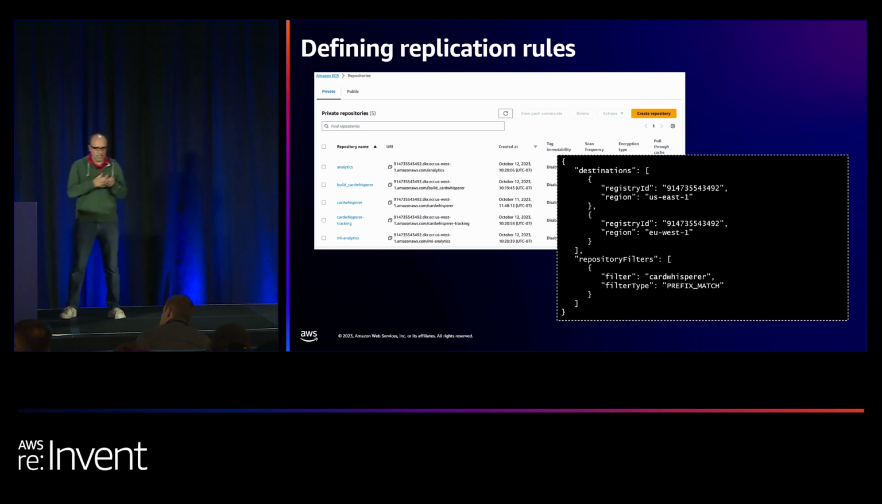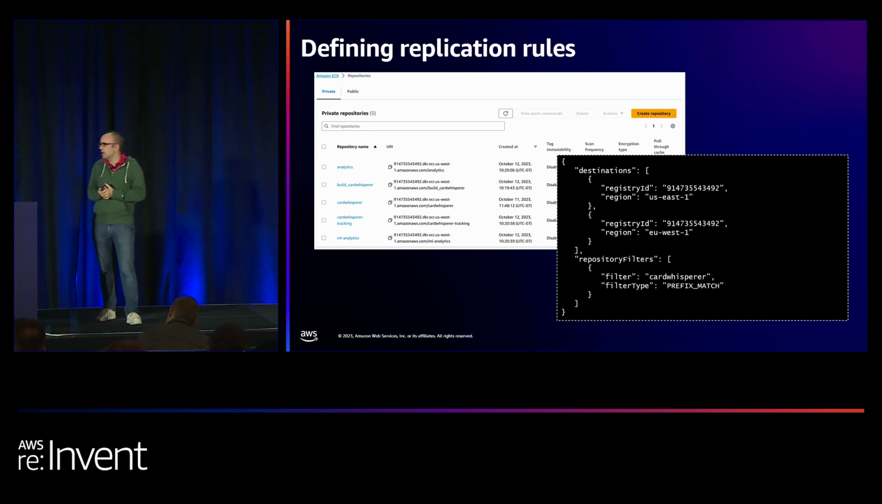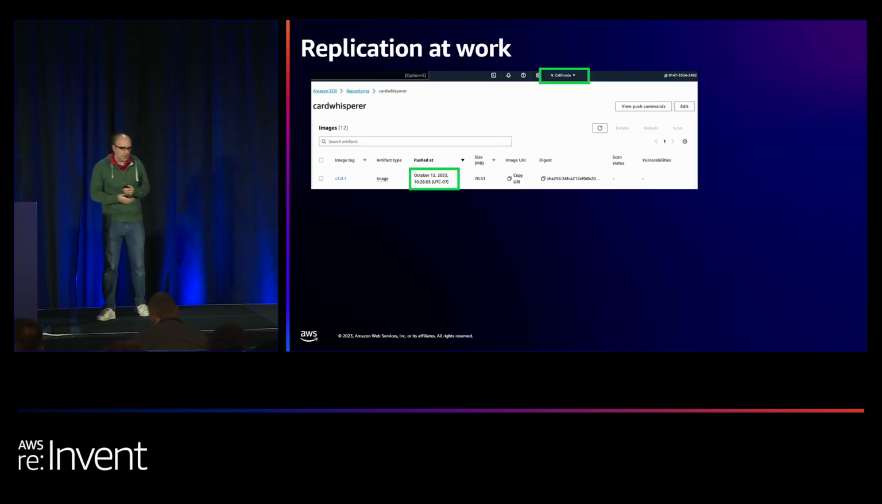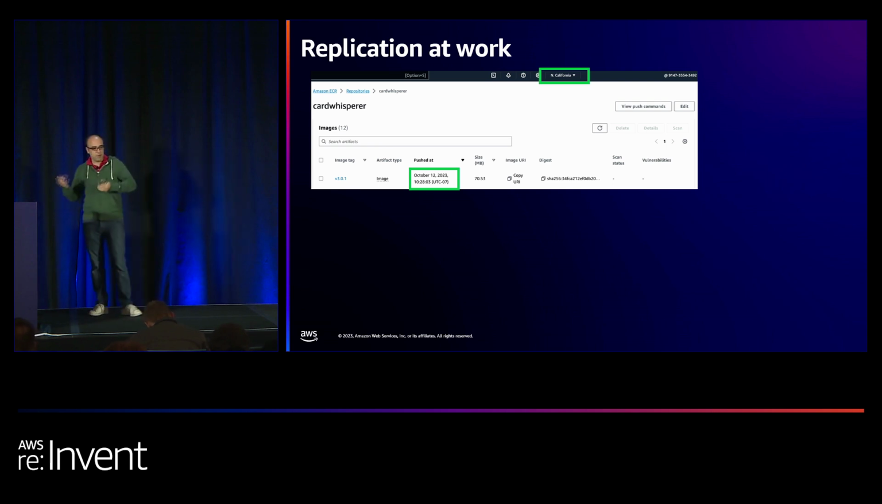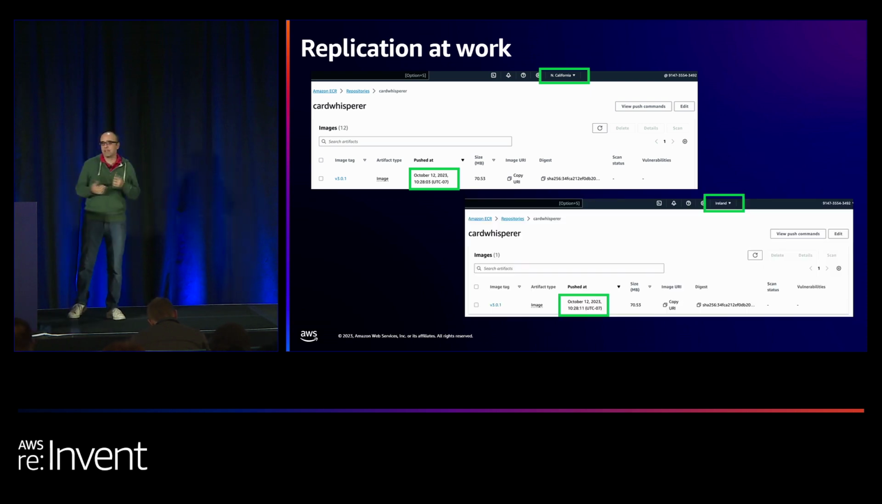ECR will do that from that point on for any image in those repositories. If there is no repository in the target region, it will create it for me. So it will just happen permanently from that point on. And that ensures that I will be able to have my images locally. Now, this is not a demo, but it's a screenshot of a demo. So I did this on my laptop a few days ago. And you can see that I pushed an image to my main repository in one of the regions. And I think it's 8 seconds later, it's live in one of the others.